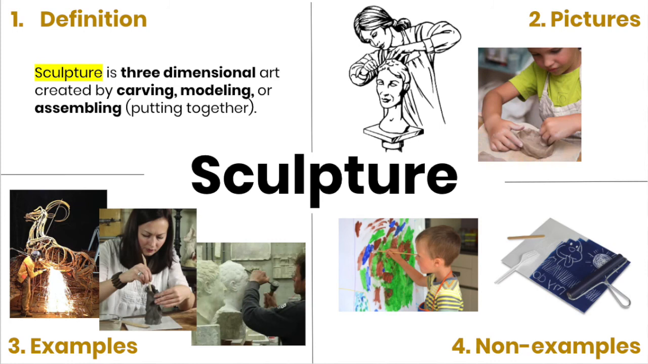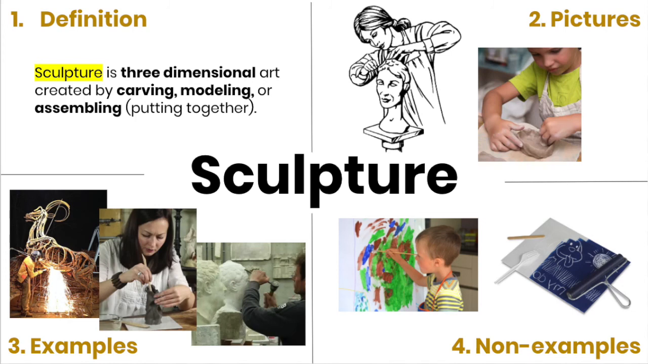Two-dimensional is flat. In box number 2, you see some pictures of two people creating sculptures. So you see that what they're making is three-dimensional. Box number 3 gives you 3 examples of sculptors creating a sculpture.